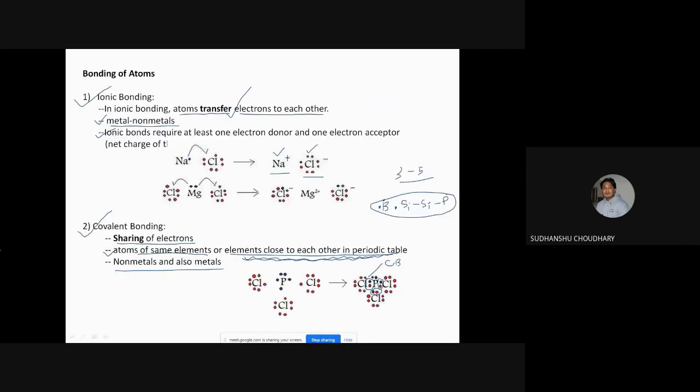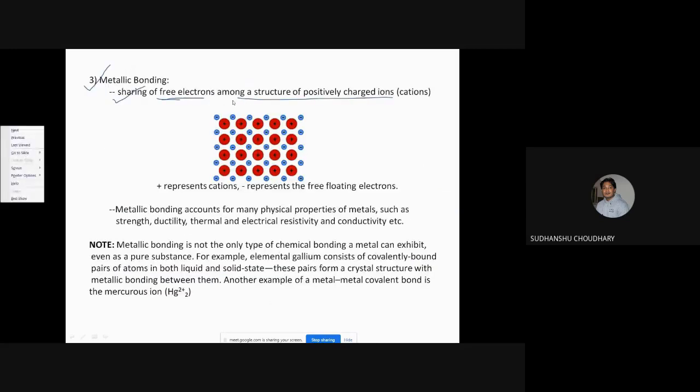So earlier we had sharing, but we didn't have sharing of free electrons. Okay. So here we have sharing of free electrons among a structure of positively charged ions. Positively charged ions are called cations, which are represented by the plus symbol here. So in this picture, all these red, round circles represent positively charged ions or cations. And these cations are associated with electrons. These blue circles with a negative sign resemble electrons over here, right? So these electrons are associated with positively charged ions.